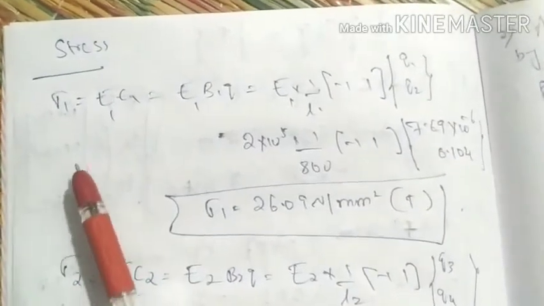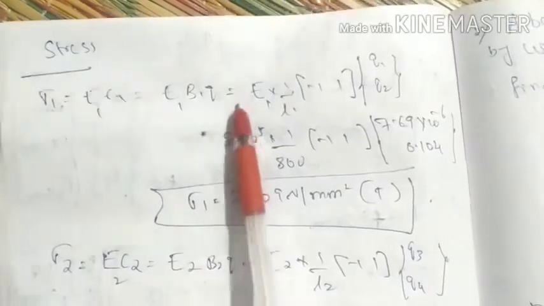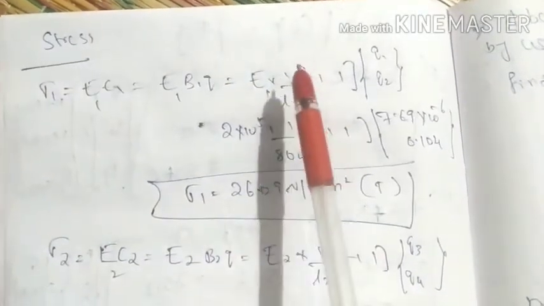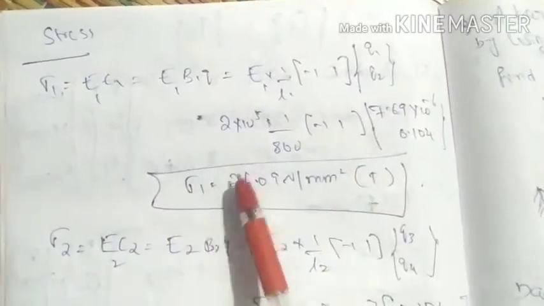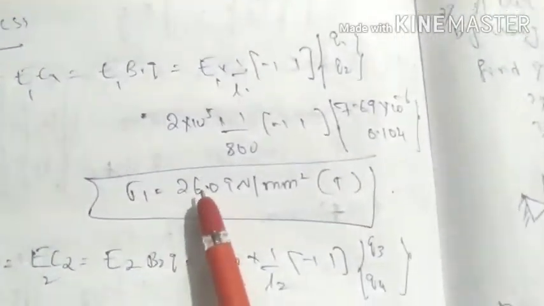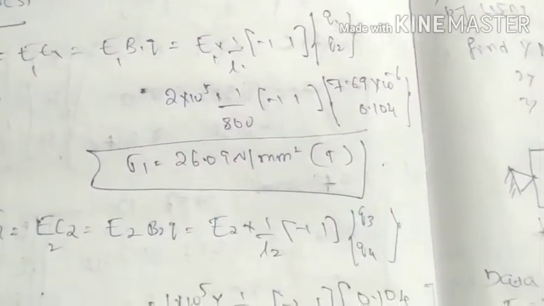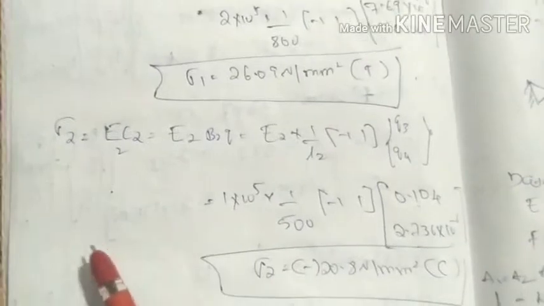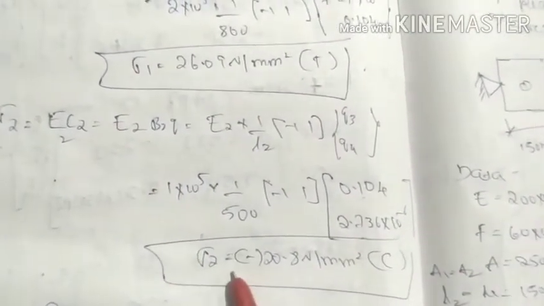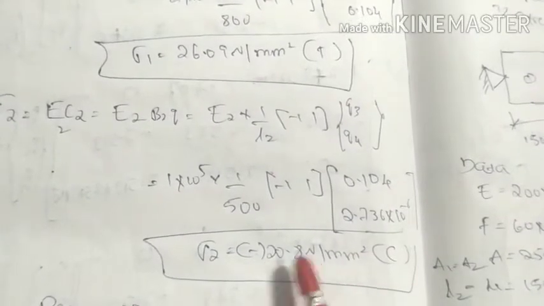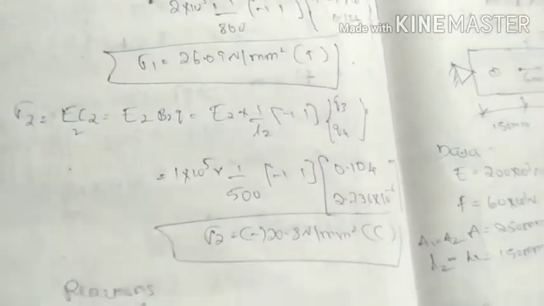Finally we need to find the stress as usual. Sigma 1 is E1 into epsilon 1, that is E1 into B1 into Q, where B1 is 1 by L1 into minus 1, 1, and Q is Q1 and Q2. Substitute all the values, you are very familiar with this. So sigma 1 becomes 26.09 plus, that is why it is tensile. Similarly sigma 2 is E2 into epsilon 2, which you will get around minus 20.8. Minus means section 2 is under compression, and section 1 is under tension.